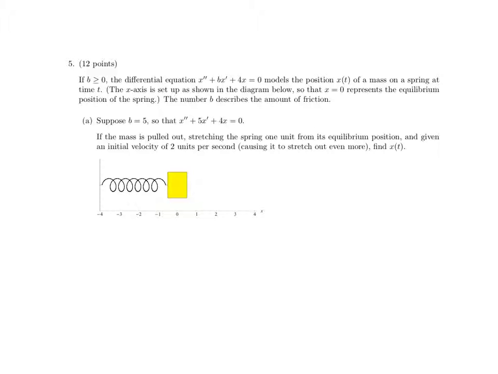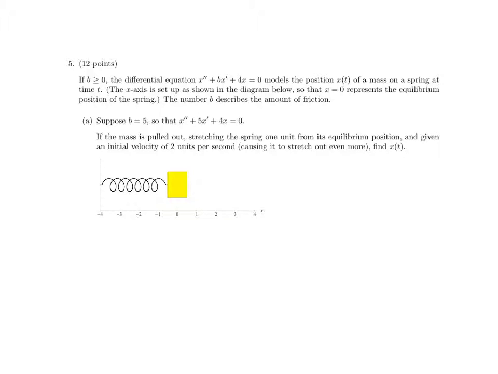All right, a familiar picture greets us with this problem. It says if b is greater than or equal to 0, the differential equation x double prime plus bx prime plus 4x equals 0 models the position x of a mass on a spring at time t. The x-axis is set up as shown in the diagram below so that x equals 0 represents the equilibrium position of the spring, and the number b describes the amount of friction. Suppose b equals 5, so that this is our differential equation. If the mass is pulled out, stretching the spring 1 unit from its equilibrium position, given an initial velocity of 2 units per second, causing it to stretch out even more, find x of t.